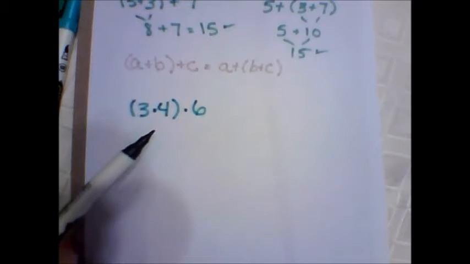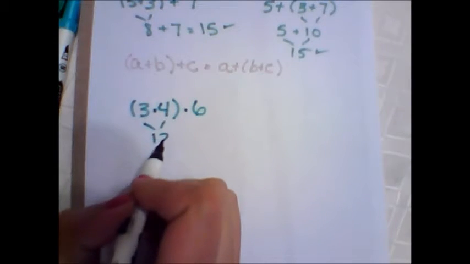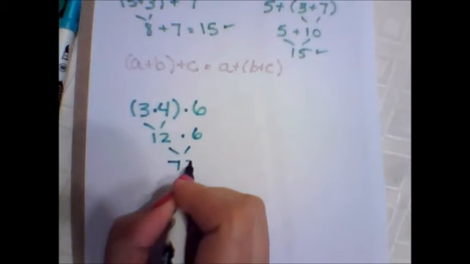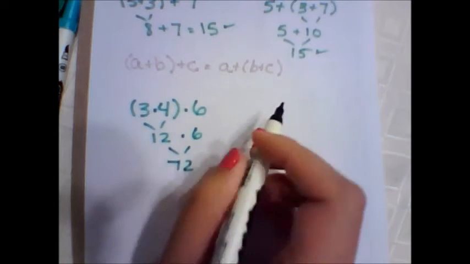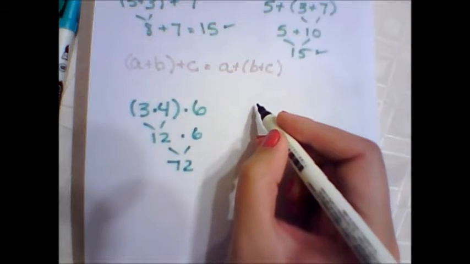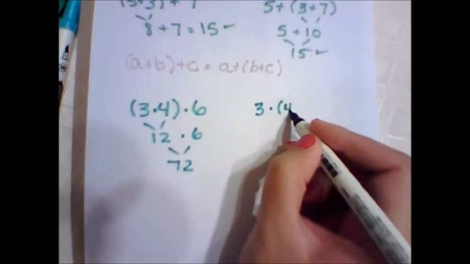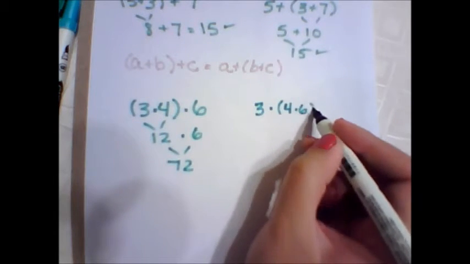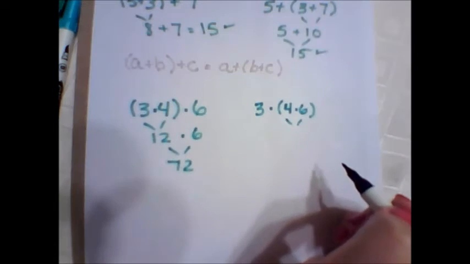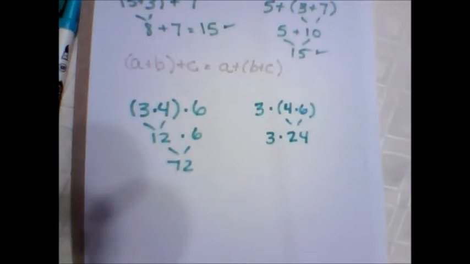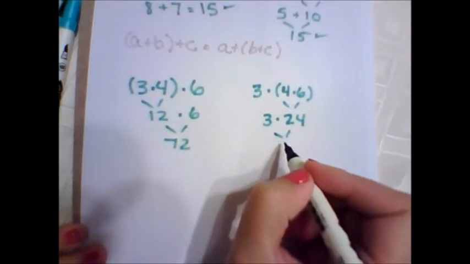3 times 4 is 12. 12 times 6 is, well, I know that 12 times 3 is 36. And if we double 36, we're going to get 72. Let's see if it works the same way here. Let's move our parentheses. 3 times the quantity, 4 times 6. Let's do parentheses first. 4 times 6 is 24, times 3. 3 times 24 is, in fact, 72.